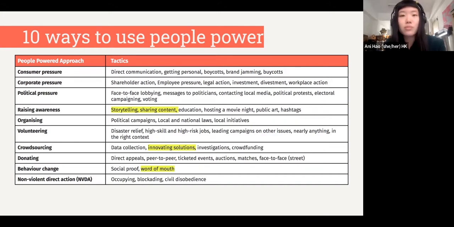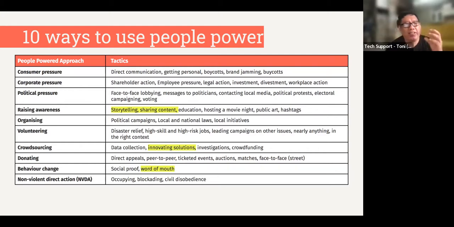Yeah. Tony and Claire, do you have any examples of people power tactics that you really like that are not mentioned here, or anything you want to share? Feel free. Otherwise, we can move on.